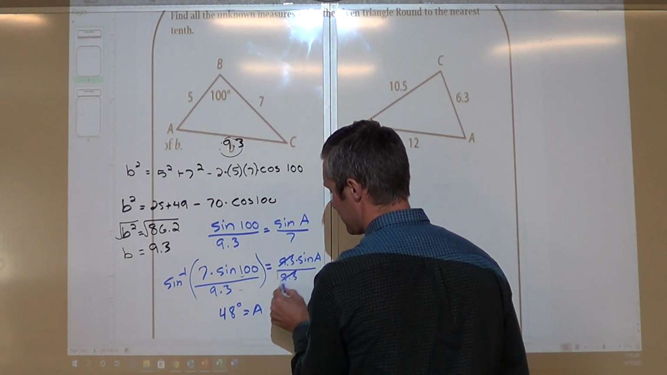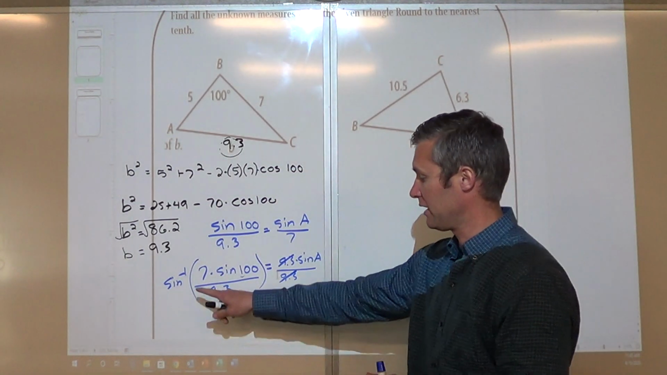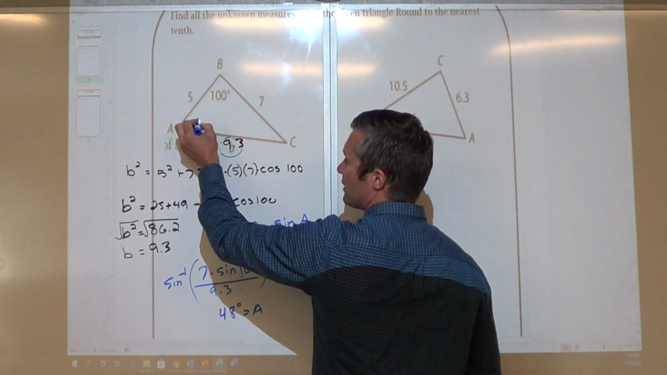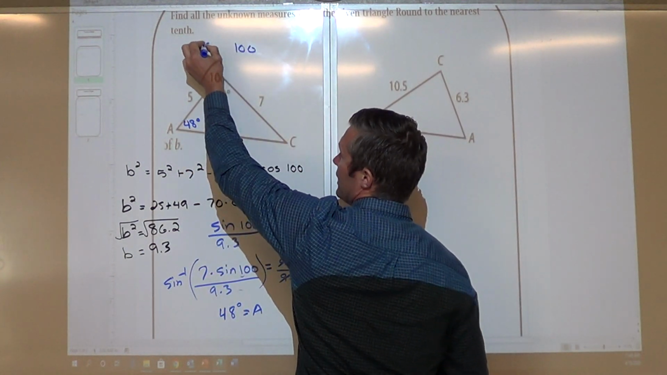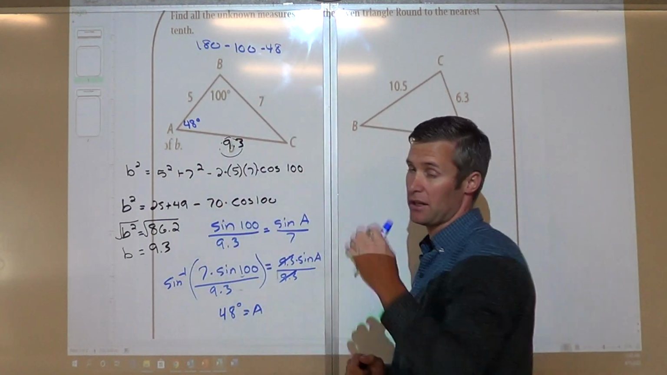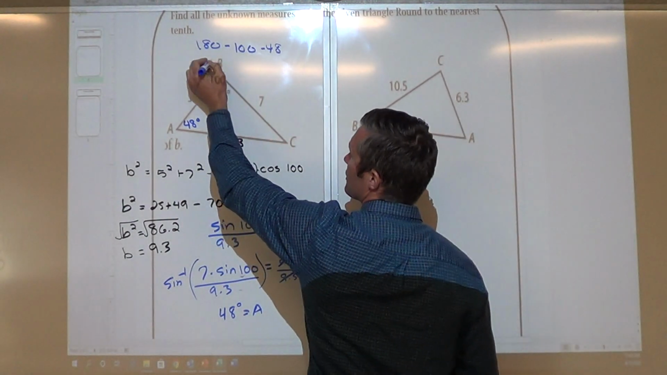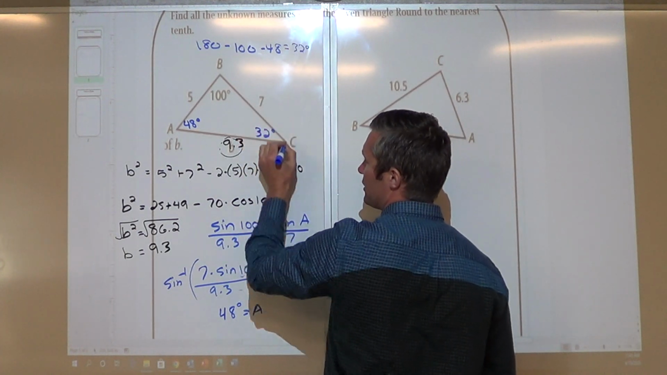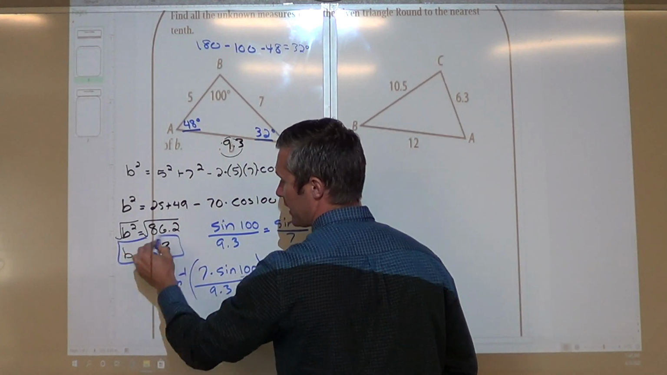So again, that canceled off. We want to find the sine of an angle, so we have to do the inverse, and we get 48 degrees. So if I want angle C, I go 180 minus 100 minus 48 degrees. And when we do that, we end with 32 degrees for C. So we get C is 32 degrees. So we got 48 degrees, 32 degrees, and we found our length 9.3.